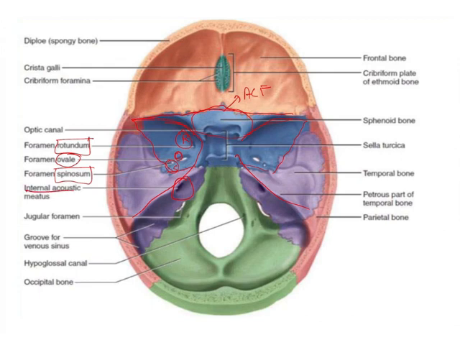Here this is your internal acoustic meatus, giving passage to the 7th and 8th cranial nerves. Then we have the jugular foramen, just behind this. The jugular foramen gives passage to three cranial nerves: 9, 10, and the spinal part of the 11th. So this is how we can remember the different foramens here.